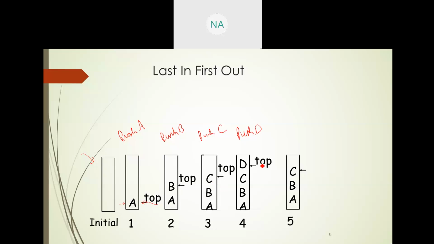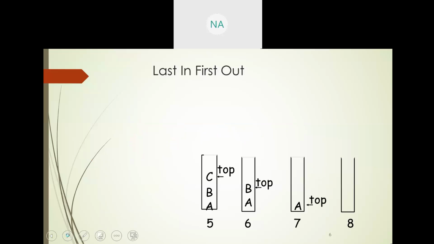Right, now you try to remove some elements. Pop. There is no need to provide an argument to the pop operation because pop always removes elements from the top. So at the top you have element D. D will be removed and top will be modified. Now top will point to the next element from the top, that is C. So now top points to C. Okay, this is the situation.